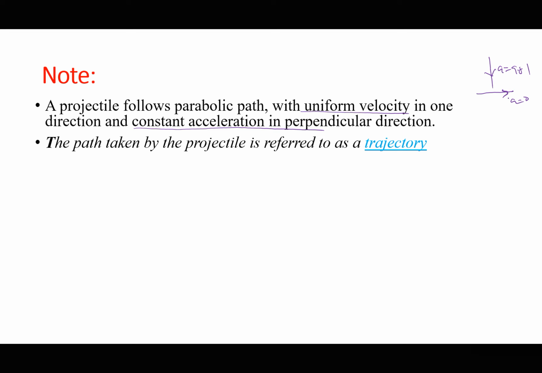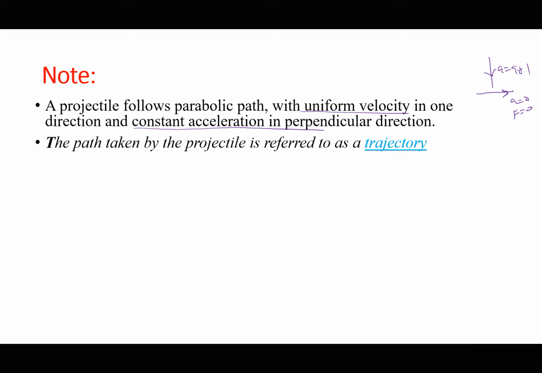So since there is no acceleration in the horizontal, because there is no force in the horizontal, then it means the speed in the horizontal should be constant or uniform. So a projectile is actually one kind of motion where the body has uniform velocity in one direction and constant acceleration in a perpendicular direction. And the path it follows is going to be called a trajectory.